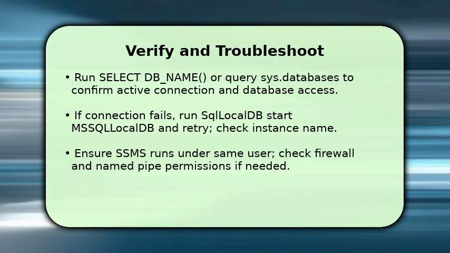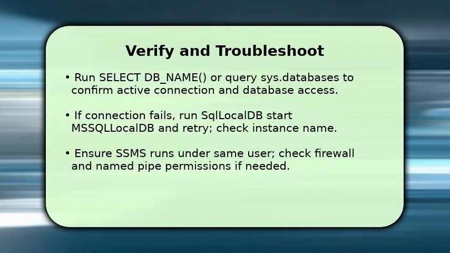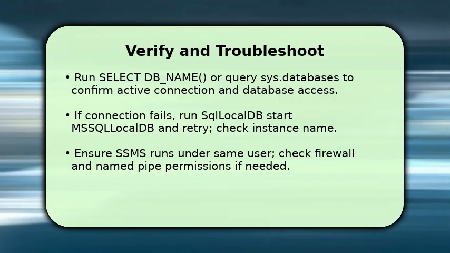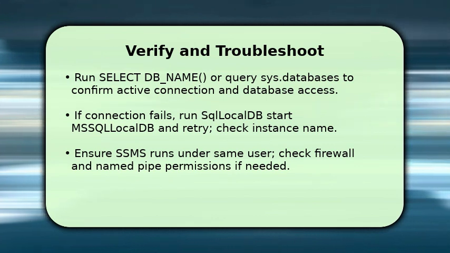If you cannot connect, first run SqlLocalDB start MSSQLLocalDB again, and confirm the instance name. LocalDB must be running in your user session. Make sure SSMS is launched as the same Windows user. Mismatched sessions cause failures. If problems persist, check named pipe permissions and any local firewall rules.